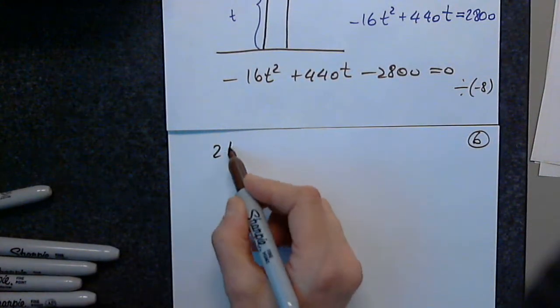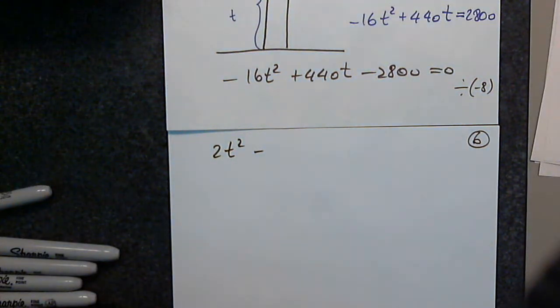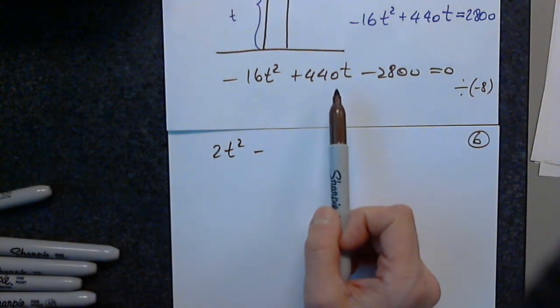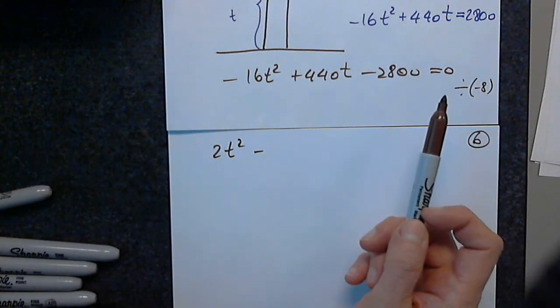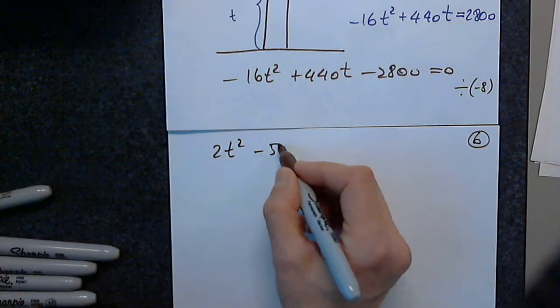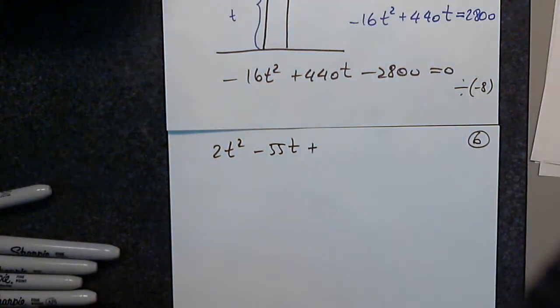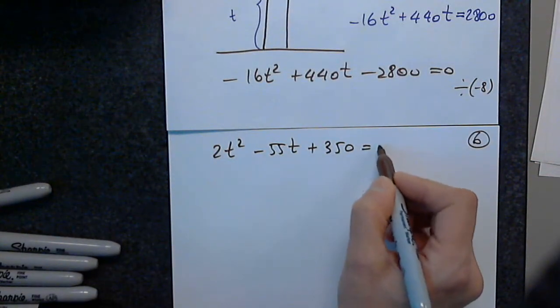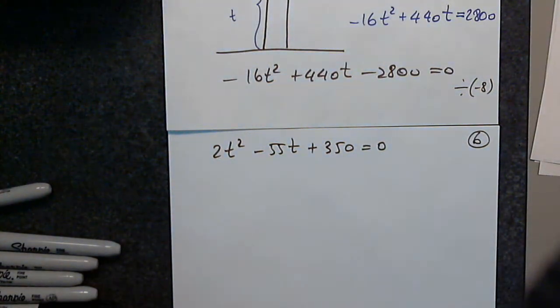So 2t squared minus 440 divided by 4 is 110. And 110 divided by 4 is 55, is it? Yeah, it's 55. Plus, and then 2,800, how much? Yeah, 350. Okay, this is horrible.